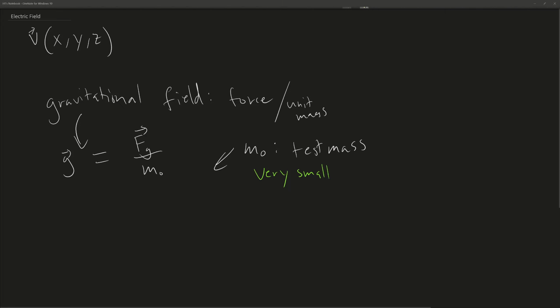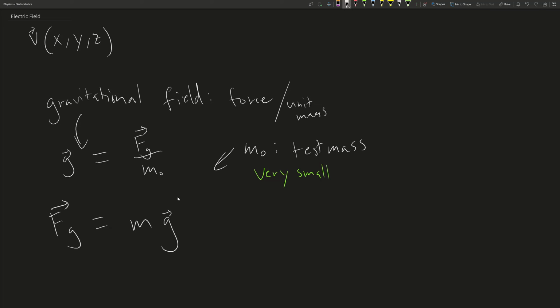Okay, so now why do we want to know this field? Well, this field is important because, as we have seen before, we can use this field to find the force on an object given its mass at any point in space. For a gravitational field, we can find the gravitational force on an object just by multiplying its mass by the gravitational field vector at that point. And so we find the gravitational force based on the field at that point and a mass. And this is very useful.